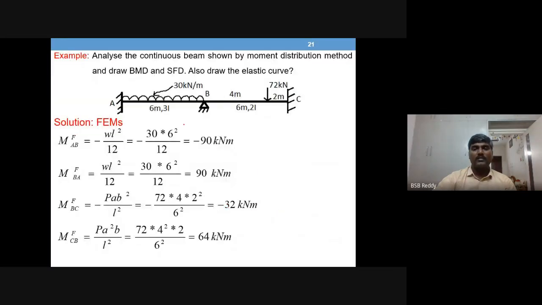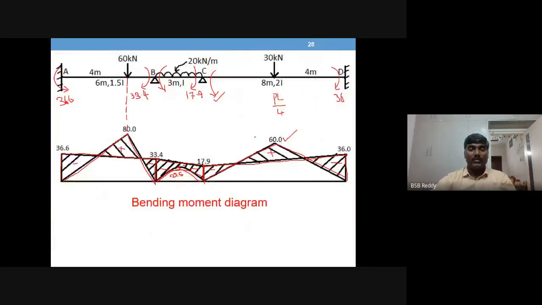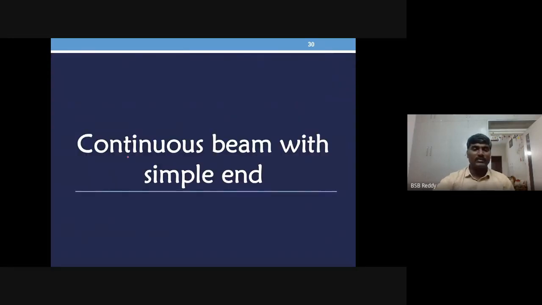The same procedure you follow for this university question, JNTUK university question. Thank you. We'll come back in the next session to discuss what is the change in procedure if the continuous beam is having simple ends, means hinge or roller at the end. We have solved till now fixed ends. Now if the end is also a hinge or roller, what is the change in procedure? Okay, thank you.